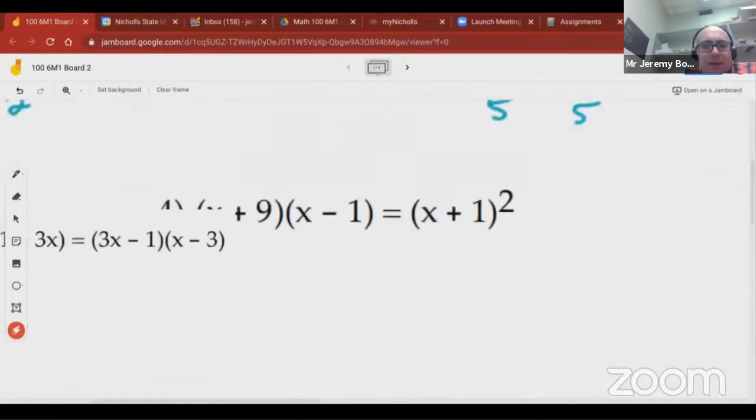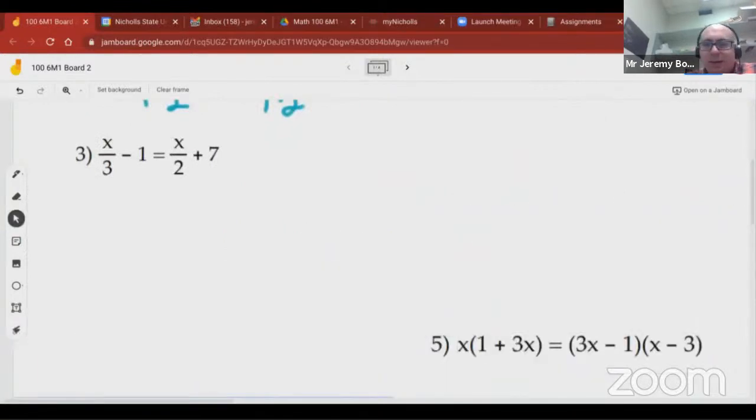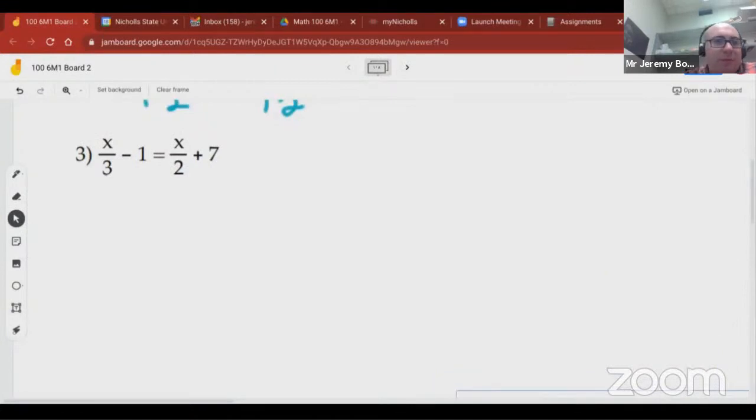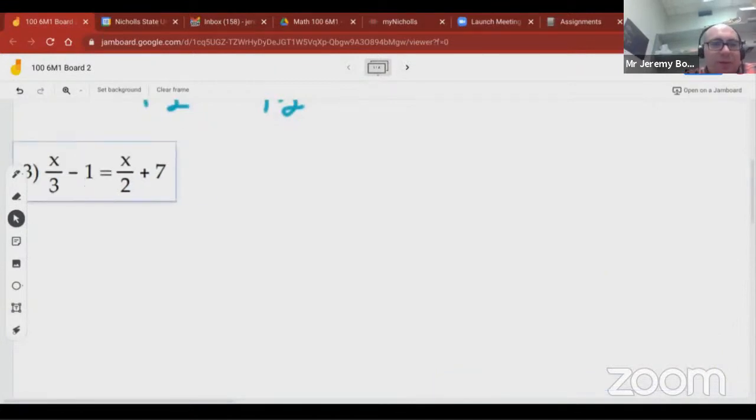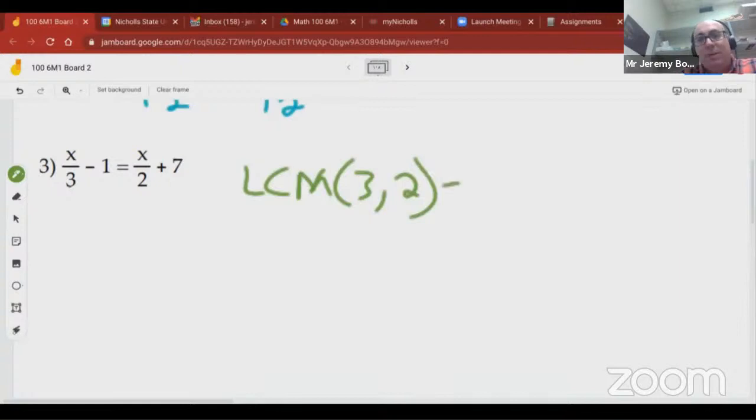All right, number 3. Number 3 is difficult just because it has fractions in it. That's what tends to mess people up the most in this one. But what we got to do is try to figure out what we can multiply both sides by to get rid of the fractions. Our denominators here are 3 and 2. If you're trying to find the LCM of what to multiply by to get rid of 3 and 2, it's going to be 6. They don't have anything in common, so you just multiply them out. That's going to give you 6. And so we're going to multiply both sides of this equation by 6.